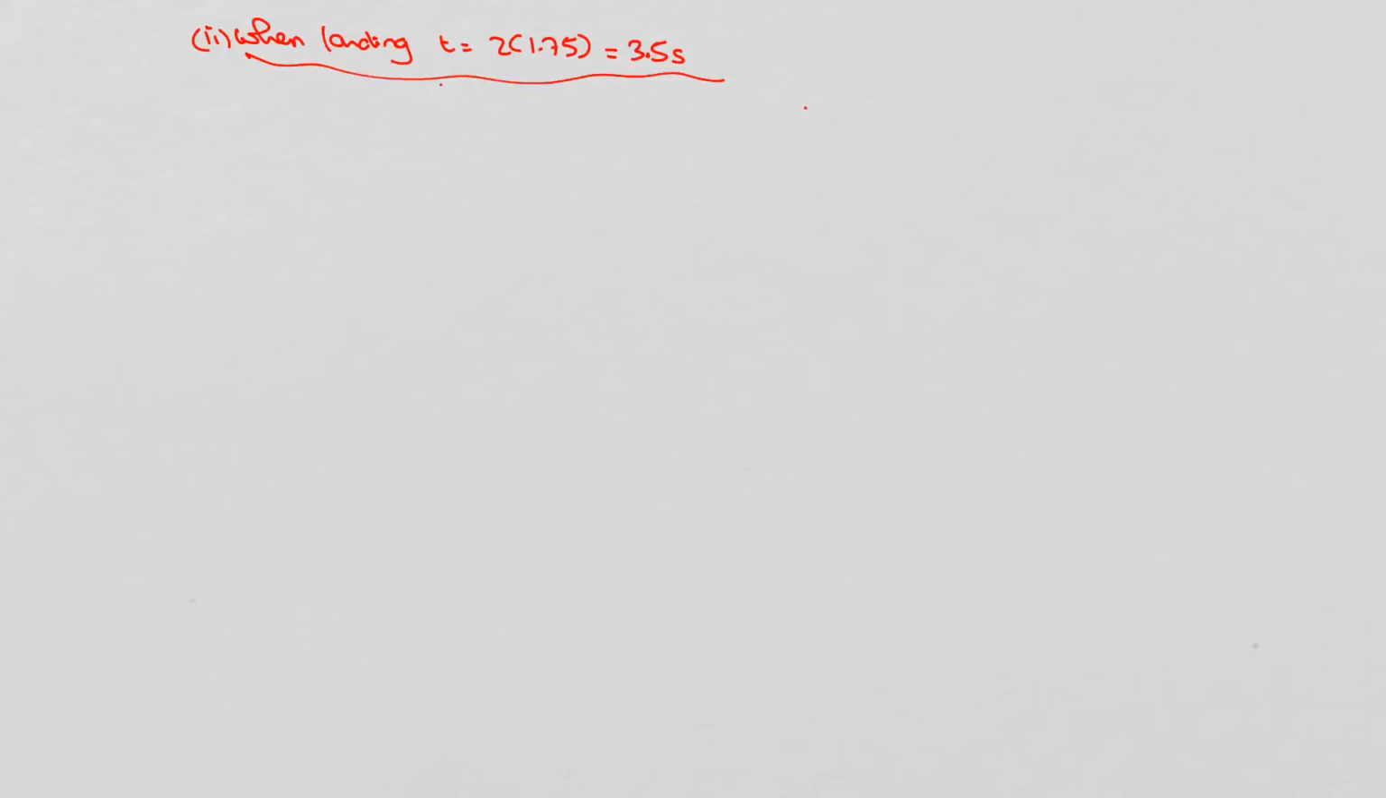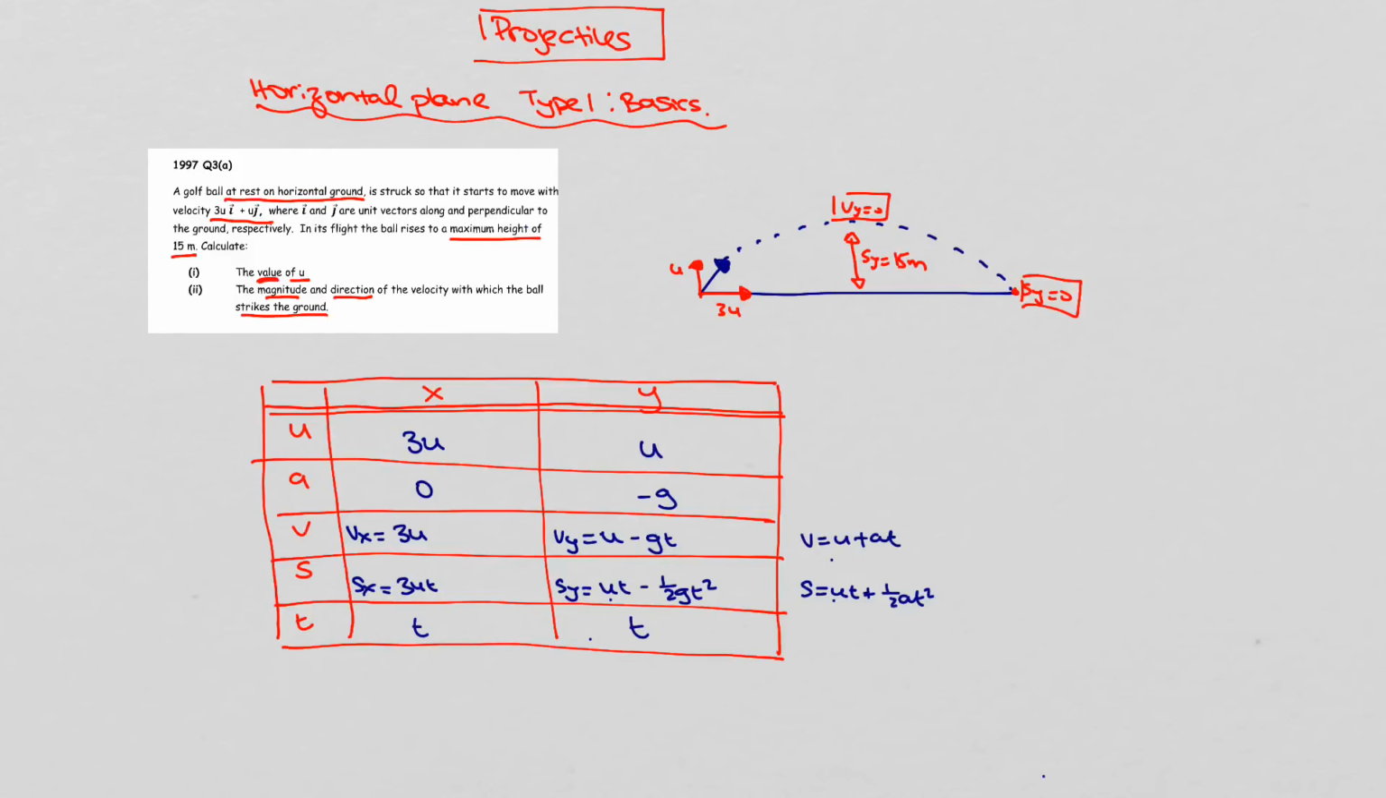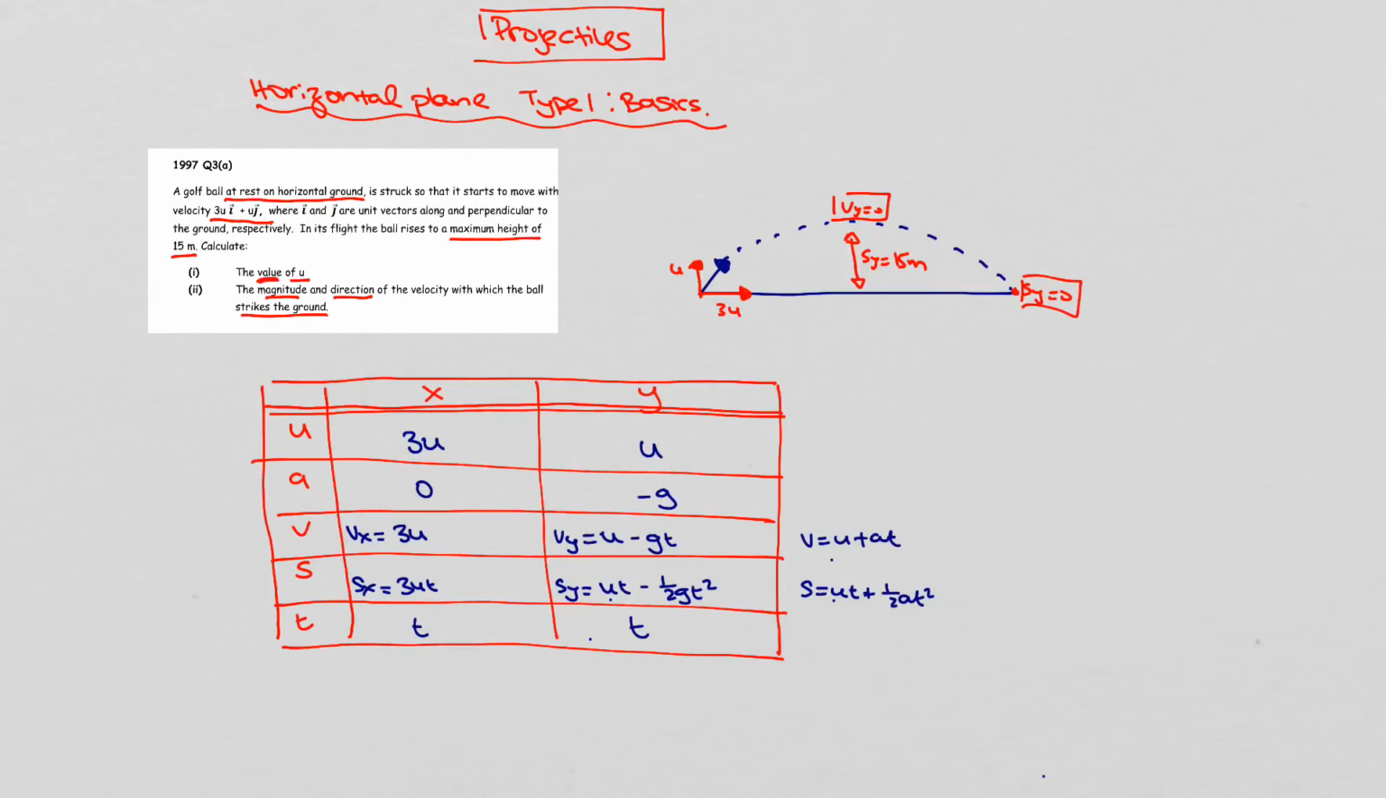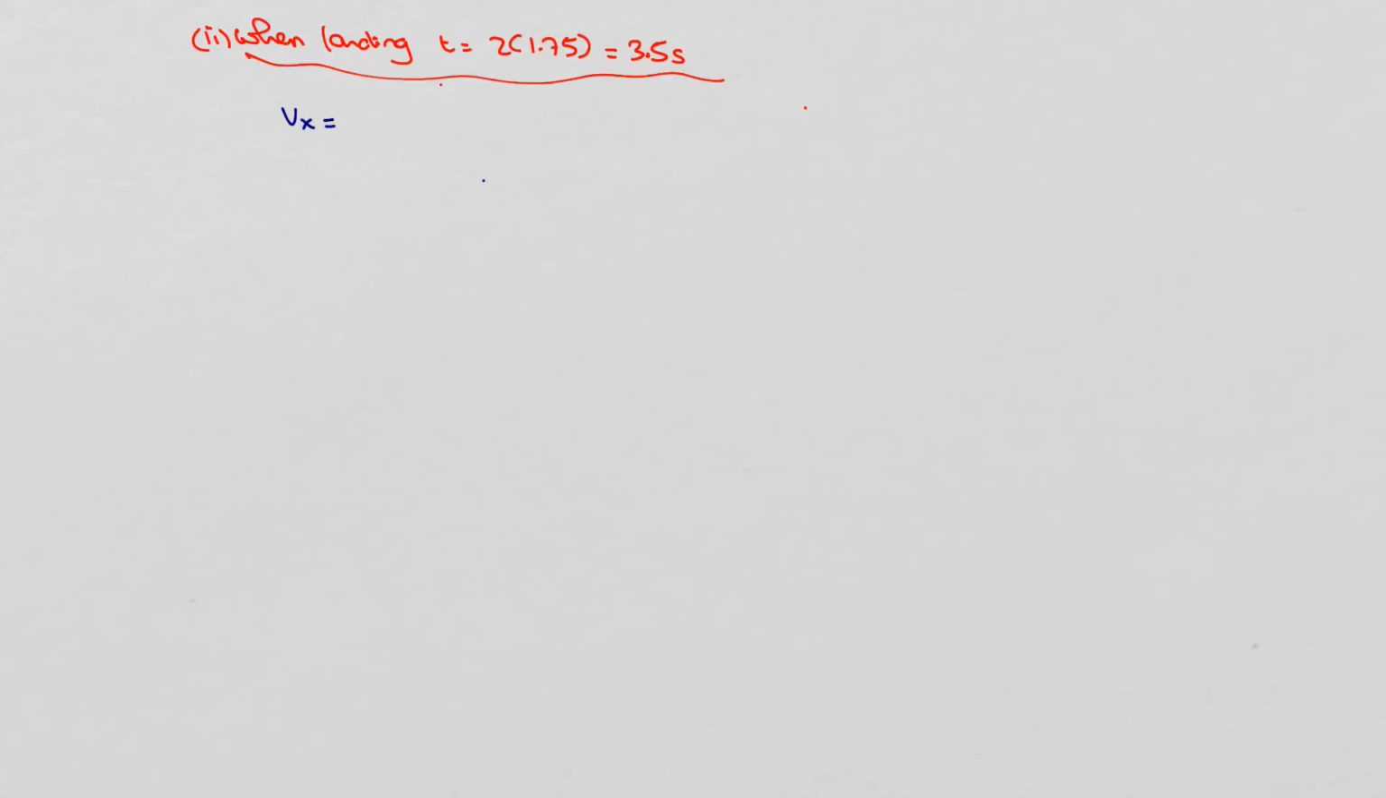So therefore, if we're looking for the velocity on landing, it's the magnitude. Okay, so to get the magnitude, I'm going to have to get the velocity in the x direction and in the y direction. So the velocity in the x direction is 3 times u. And u is, of course, 17.15. And therefore, that gives us a velocity of 51.45. Or if we kept it in surd form, it would be 21 root 6.